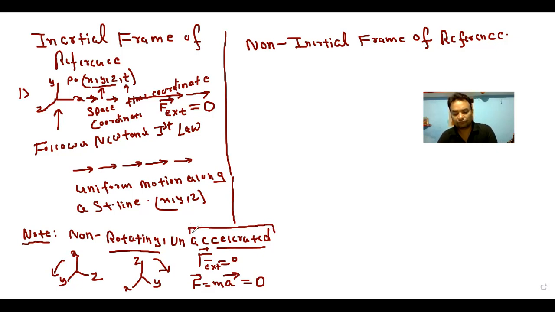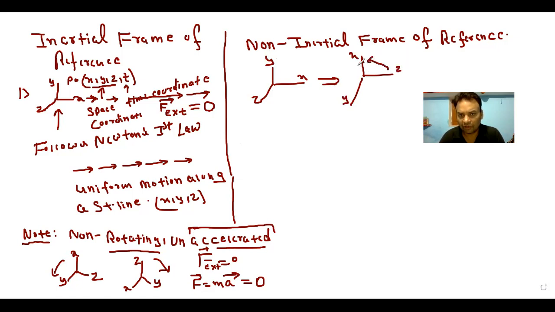Now we go to the non-inertial frame. Suppose I take this as the x, y, z, my frame of reference. If it is rotating, the coordinates change. This becomes x, this becomes y, this becomes z. So x shifted from here to here, y shifted from here to here, and z shifted from here to here. It means our frame of reference is rotating in the anti-clockwise direction.